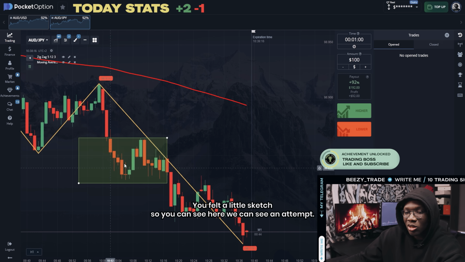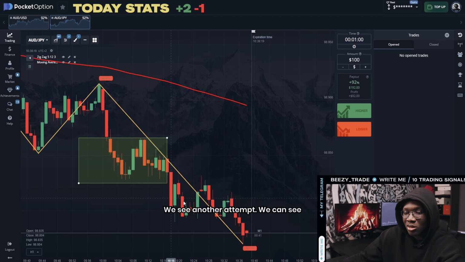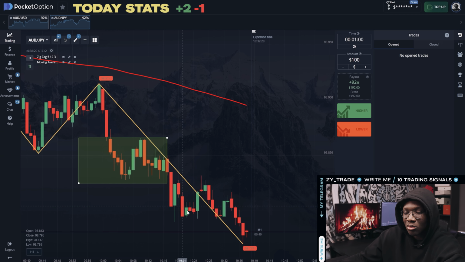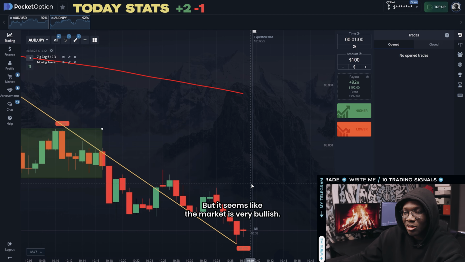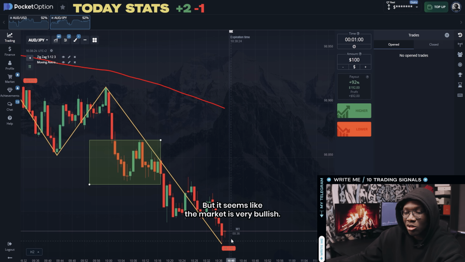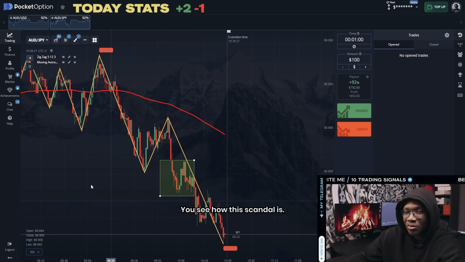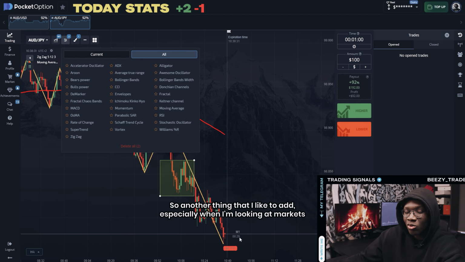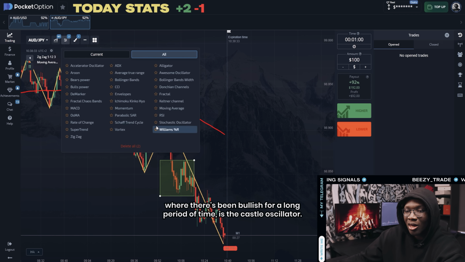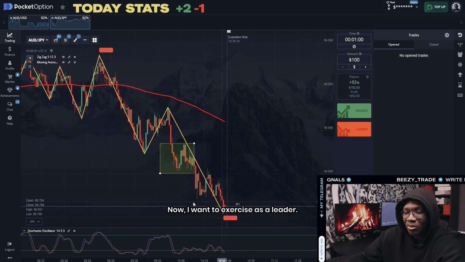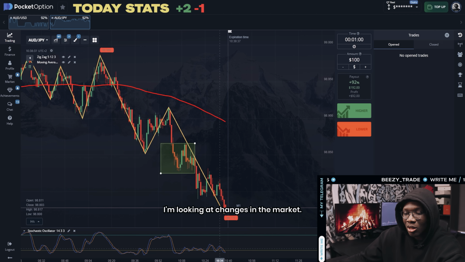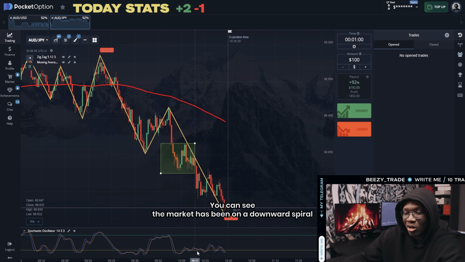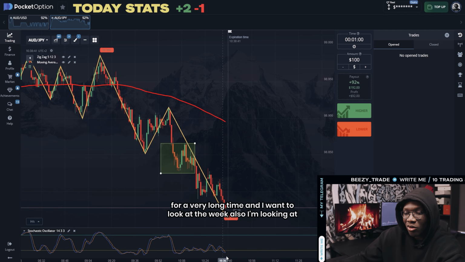So you can see here, we can see an attempt. We see another attempt. We can see an attempt here as well. But it seems like the market is very bullish, as you can see how red this candle is. So another thing that I like to add, especially when I'm looking at markets that have been bullish for a long period of time, is the stochastic oscillator. Now, when I add the stochastic oscillator, I'm looking at changes in the market, and I can see the market has been on a down spiral for a very long time.